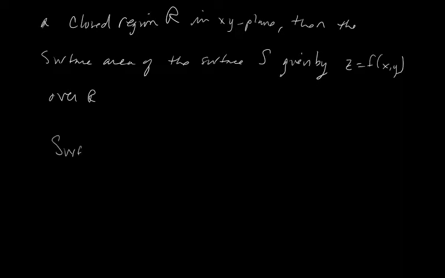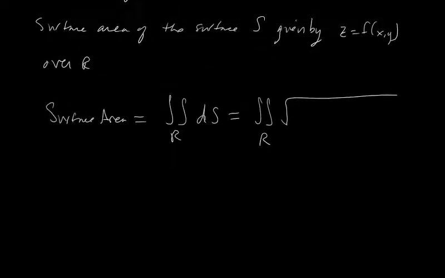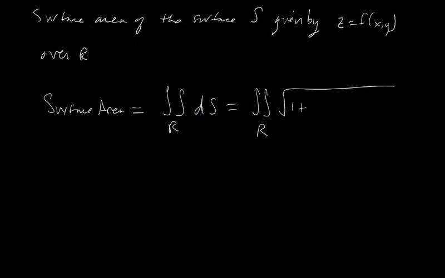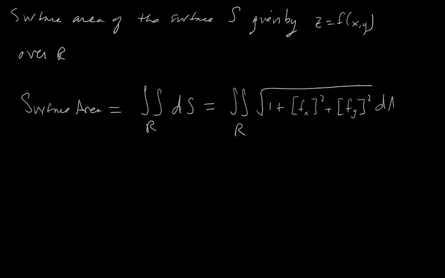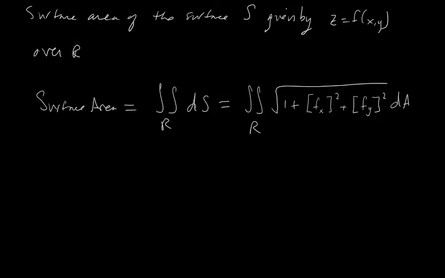Surface area is equal to the double integral over R of dS. So we're integrating over the region R with respect to the surface. That's equal to the integral over R of the square root of 1 plus the partial derivative of f with respect to x squared plus the partial derivative of f with respect to y squared dA. There we go. So that is our formula for surface area. I'll put a lovely box around that.